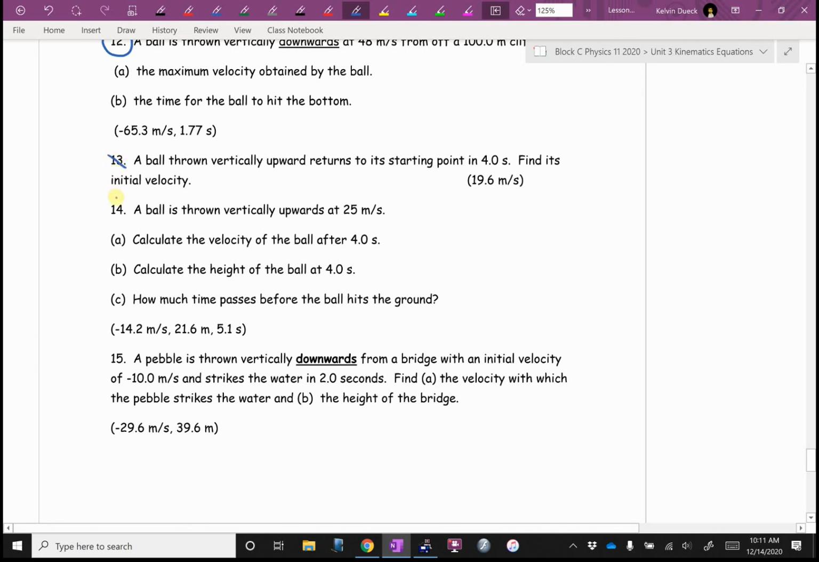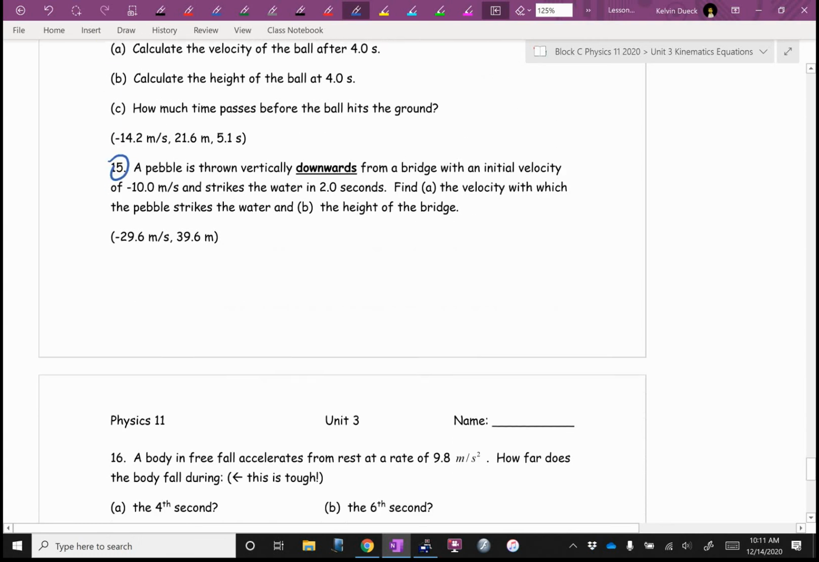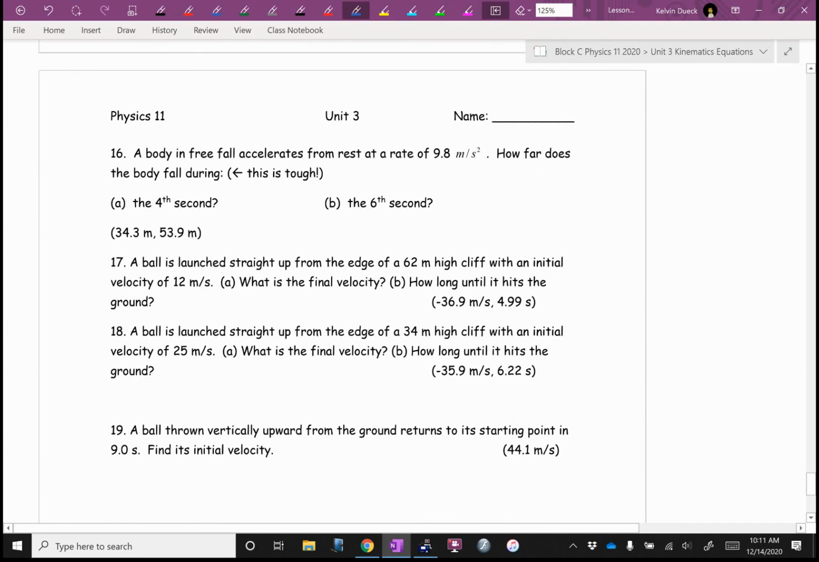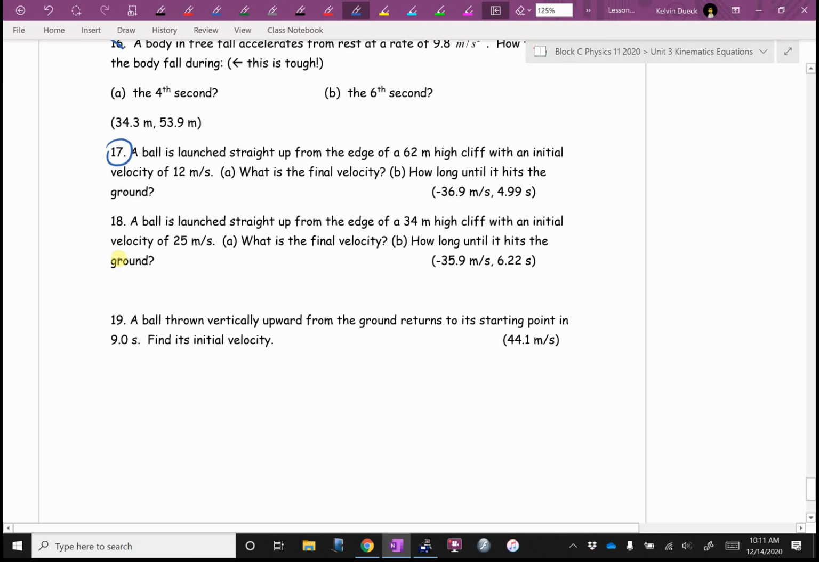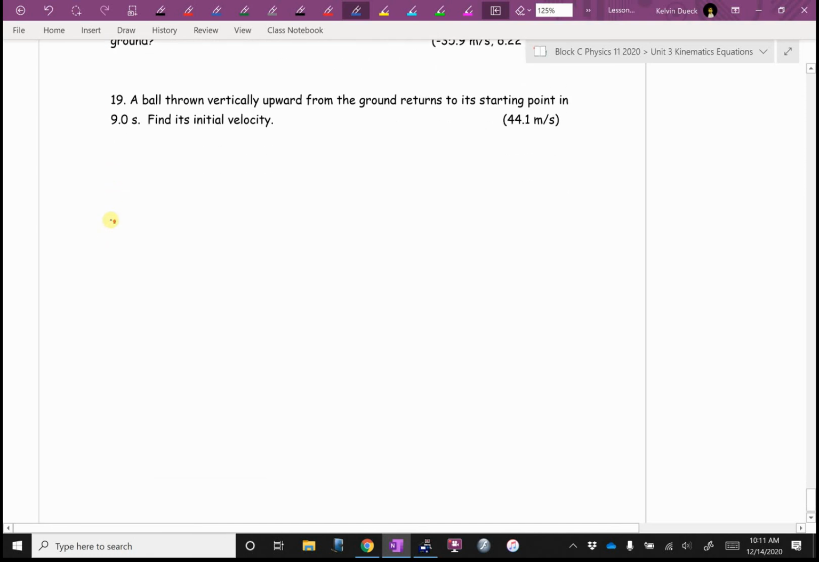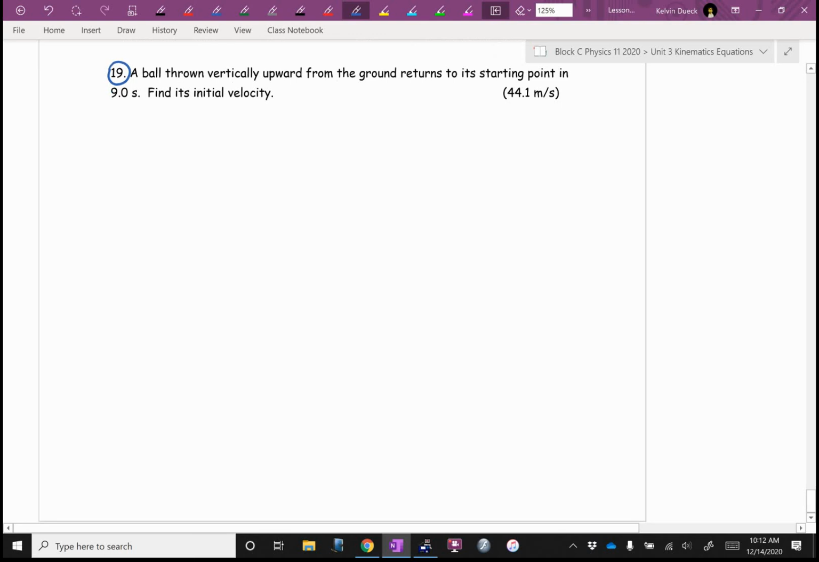Skip 13. 14 is good. 15 is good. Skip 16. 17 is good. Skip 18. 19 is good.